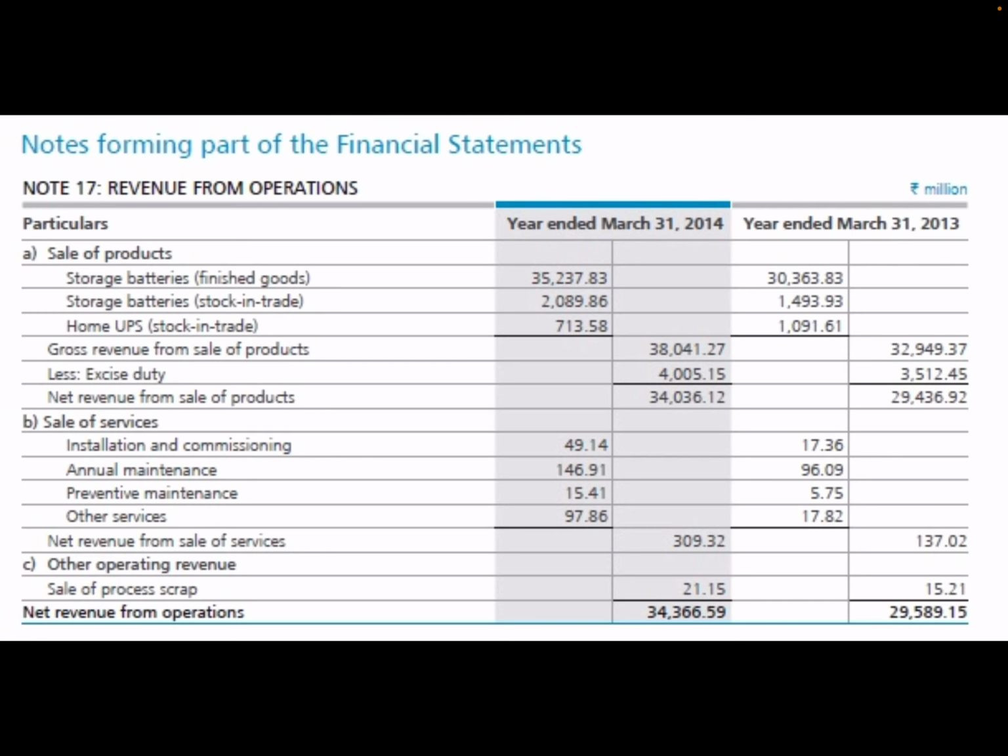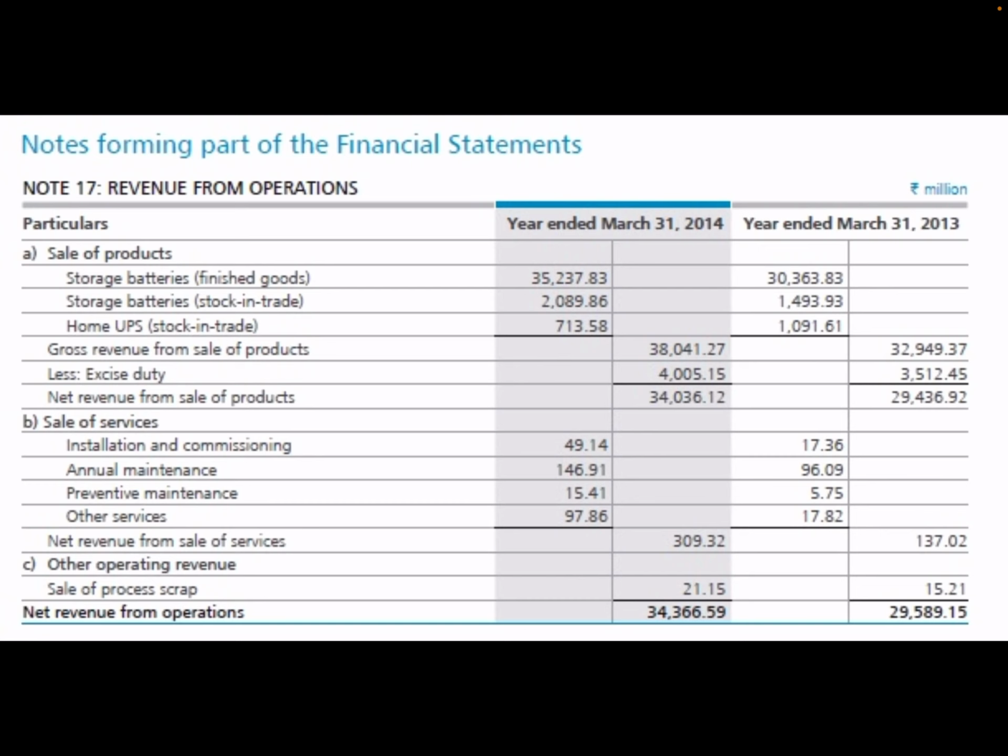Sales of storage battery in the form of finished goods for the year 2014 is rupees 3523 crores versus 3036 crore for the year 2013. Sales of storage battery as stock in trade is 208 crores for the year 2014 versus 149 in 2013. Stock in trade refers to the finished goods of the previous year being sold in this financial year.